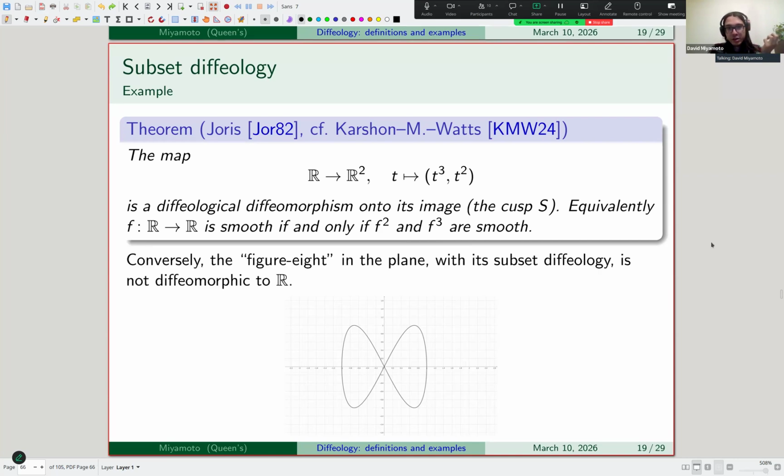And the cusp is not normally something that we think of as a submanifold. We normally think of a figure 8 as a submanifold. But here, actually, in the subdiffeology, it's not. If I parameterize the figure 8, say like that, with these open ends, I can get a diffeomorphism to R. But as a subset of the plane, it has its own diffeology as a subdiffeology without any parameterization. And that subdiffeology is not going to be diffeomorphic to R. The subdiffeology really sees this crossing here in the figure 8.